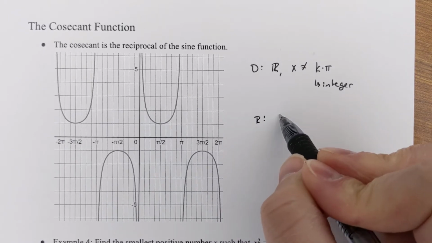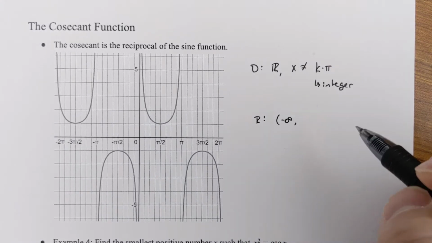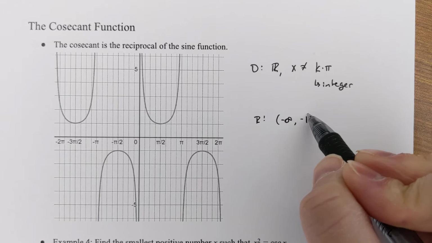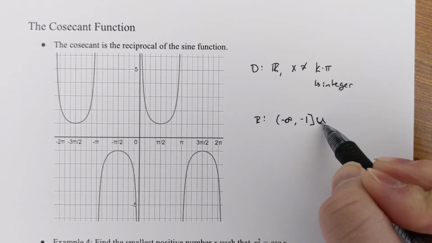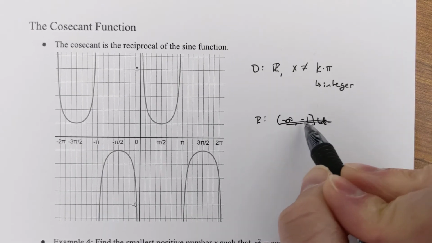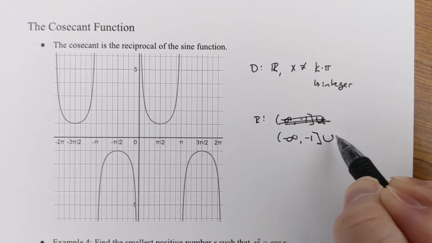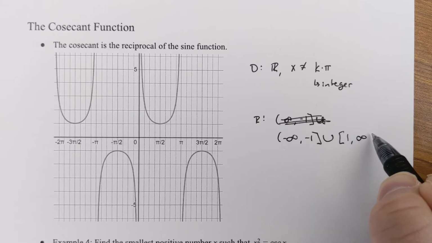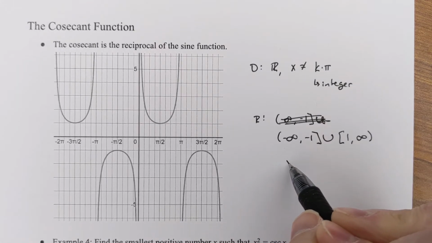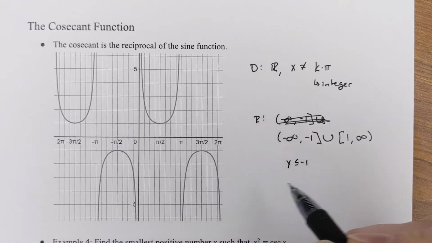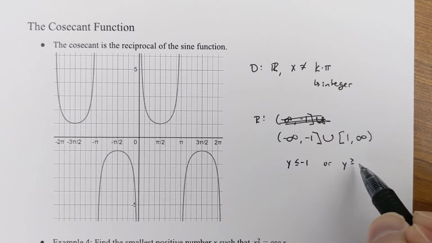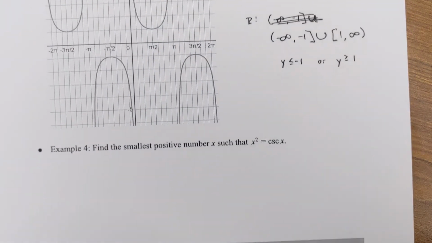Range is actually the same as it was for the secant function. So from negative infinity to 1, whoops, not that kind. Start over. Negative infinity to negative 1, and then from 1 to infinity, or y less than or equal to negative 1, that's the bottom half, or y greater than or equal to positive 1, that's the top used.